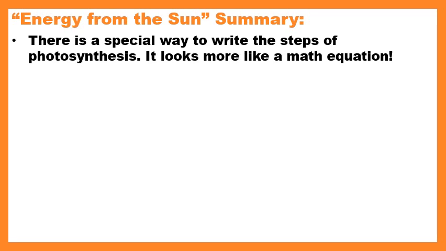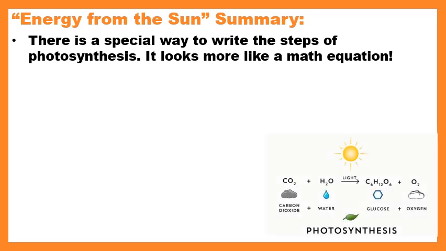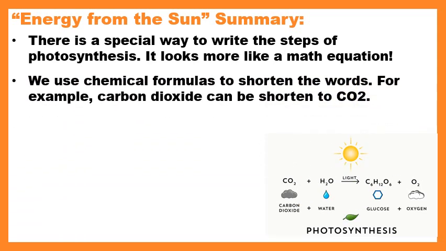So there's a special way to write the steps of photosynthesis, and it looks more like a math equation than a science equation. So here are the steps for writing photosynthesis, and it might look a little different because there are no words, you just see letters and numbers. So we call these letters and numbers chemical formulas, and we use chemical formulas to shorten the words. For example, carbon dioxide can be shortened to CO2. So if someone says CO2, you know they're talking about carbon dioxide.